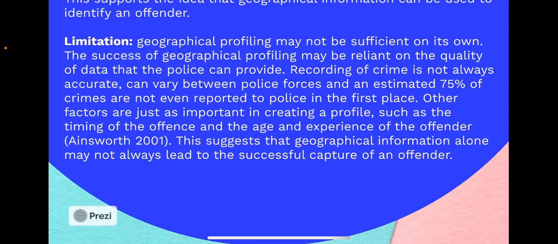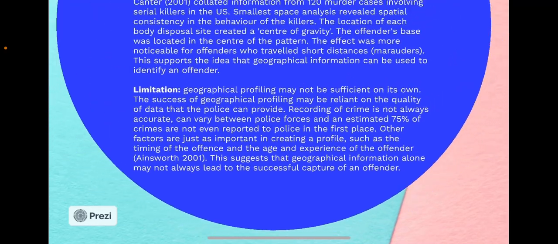So also other factors are important when we're creating a profile, such as the timing of the offence, the age and experience of the offender. So geographical profiling might not always lead to the successful capture of an offender. There's more to it than just using geographical profiling. You need to combine lots of other investigative techniques alongside this.